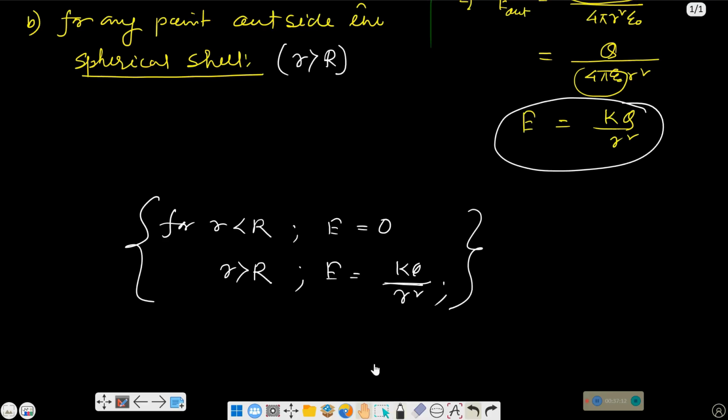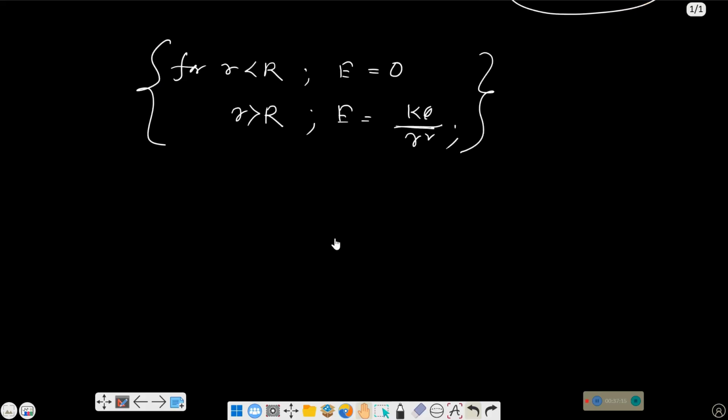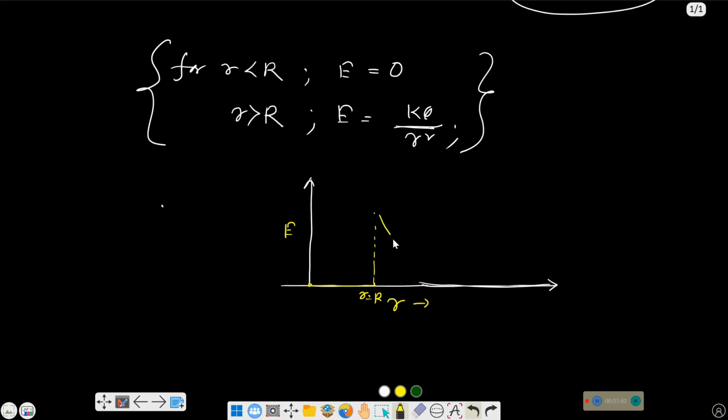Graphically we can show this as the variation of electric field with the distance r, which is the distance from the center of the spherical shell. This is r, and this is the electric field. If this point is r equal to R, up to this point the electric field is 0, right? And from this it will again vary with r as 1 by r square. So this will be the graphical variation for any spherical shell.